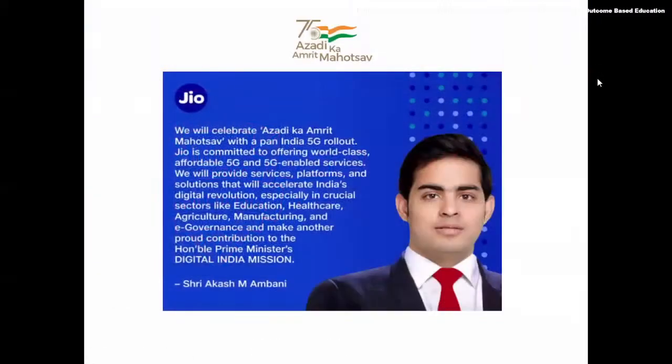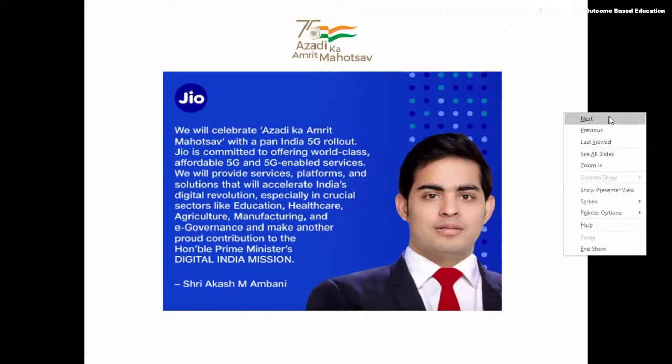And this is a slide which shows that Reliance Jio is about to launch very shortly. On 15th August, they are planning to launch the fifth generation, 5G, rollout pan India. Then a lot of dimensions are going to change in the areas of education, healthcare, agriculture, manufacturing, and e-governance. So the bigger change is around the corner.